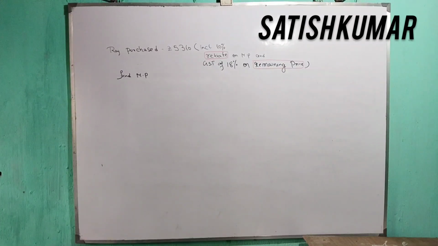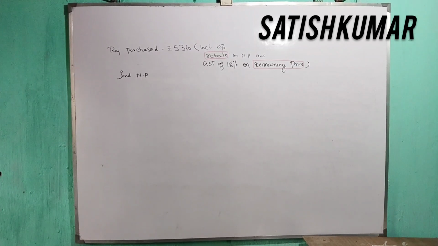Okay, understood this one? Let's go for the next one. Here you go, this is your next question. If you see nicely, the question is very clear. Raj is purchasing a TV or fridge for 5310, including a 10% rebate. What do you mean by rebate? It means discount on MP. On the mark price there is a discount of 10%. Don't get confused, read the question first. And the GST is 18% on the remaining price. I made a red mark because they are important. Rebate means discount, and GST of 18% is on the remaining price.